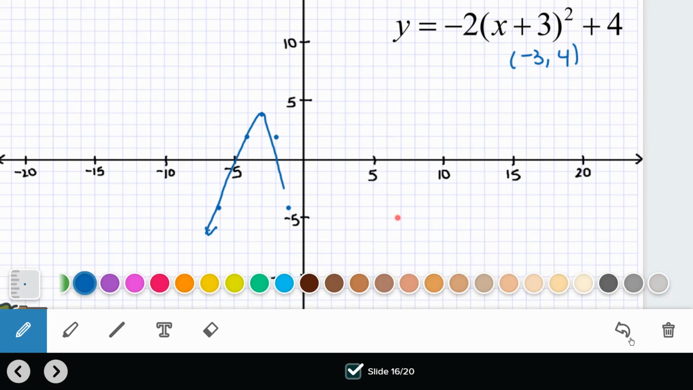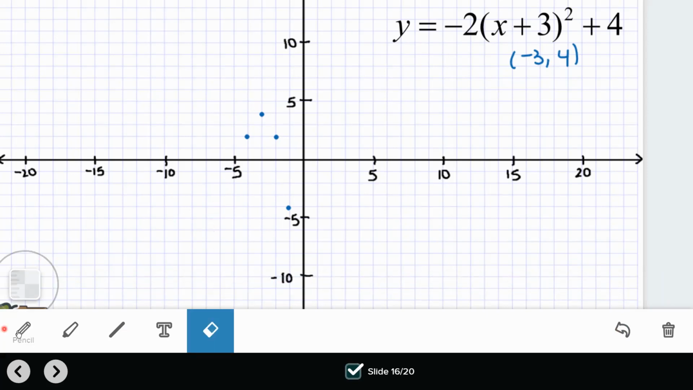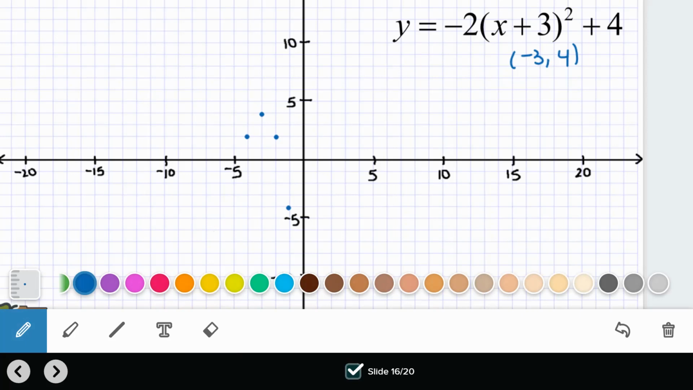Sorry, I was just going to get this to be okay. Try it one more time. And this one I put here in the wrong spot. Okay. So this one should have been right there. And then I can connect my points, and there's my graph.